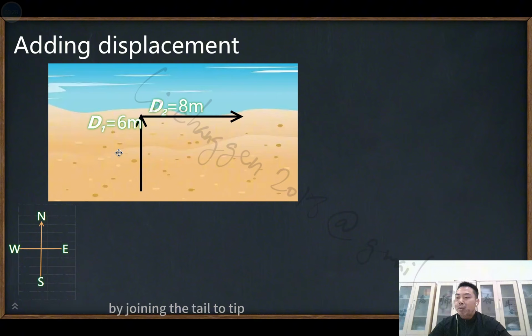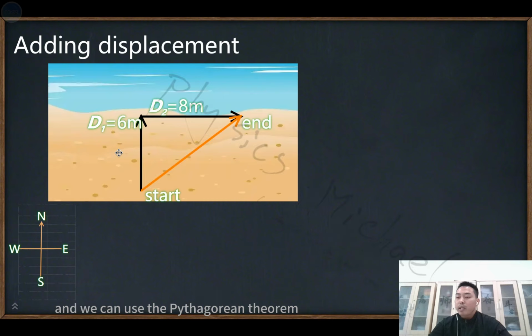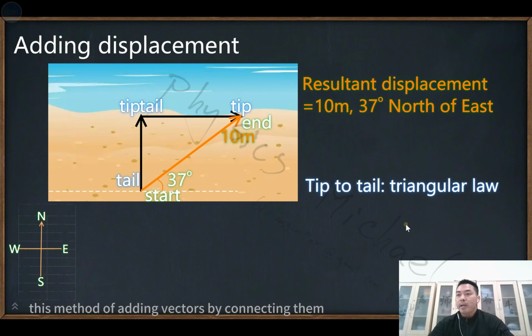By joining the tail to tip, the resultant displacement is the straight line distance from the starting point to the final end point. This forms a right-angled triangle, and we can use the Pythagorean theorem to find the magnitude and direction of the resultant displacement. In this case, the displacement is 10 meters at an angle of 37 degrees north of east. This method of adding vectors by connecting them tip to tail is called the triangle method or triangle law.